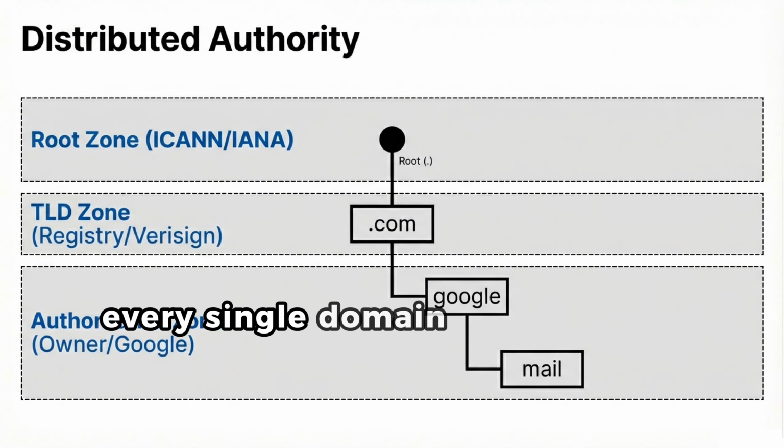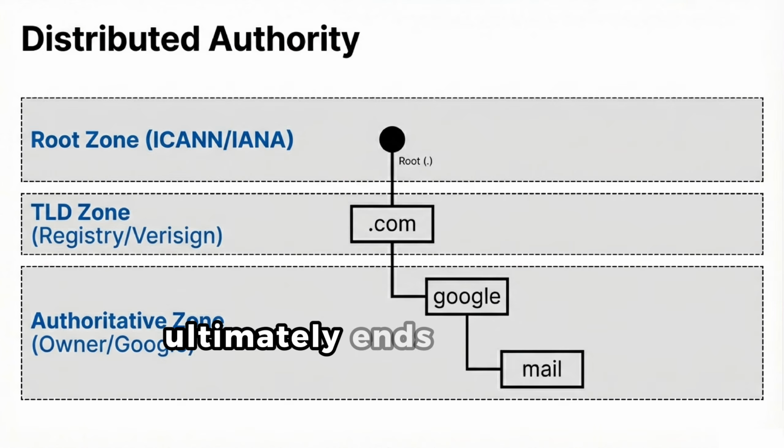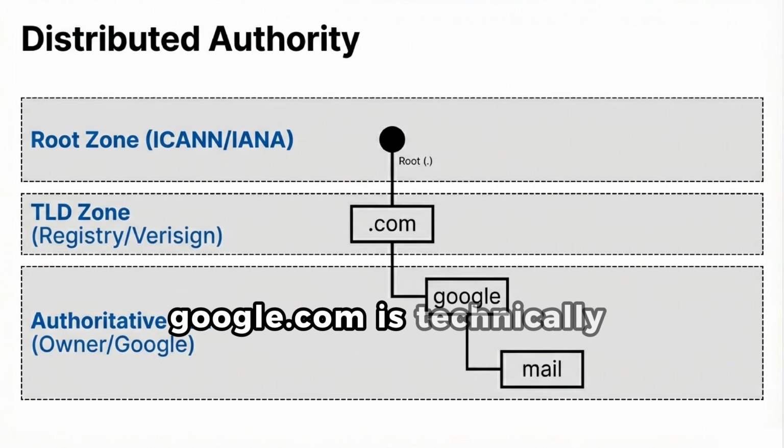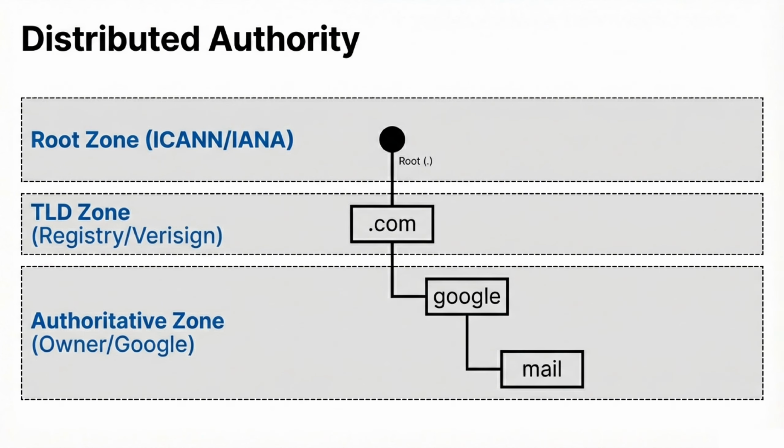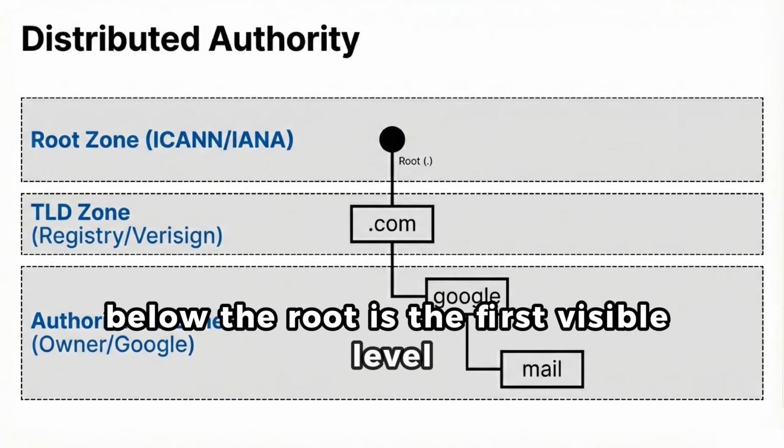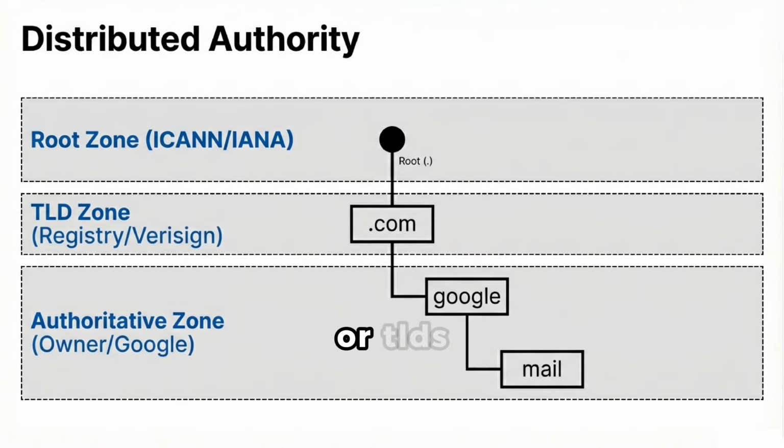Every single domain name on the internet ultimately ends with a dot. Google.com is technically google.com with a trailing dot. That invisible dot at the end represents the root of the entire hierarchy. Everything starts there. Below the root is the first visible level, the top-level domains, or TLDs.